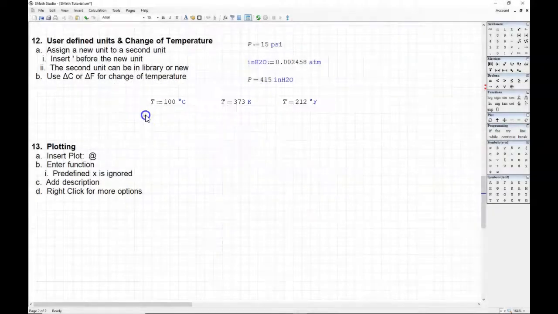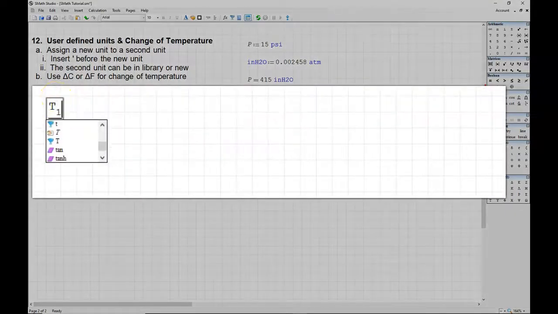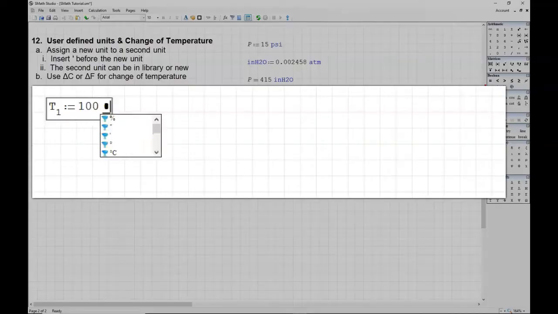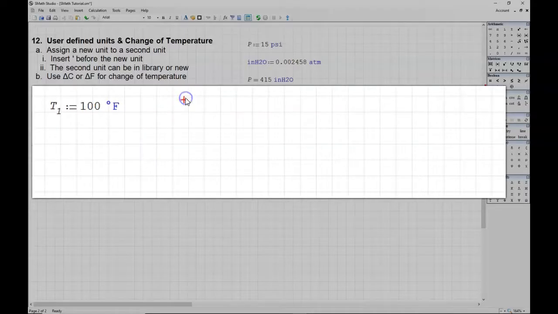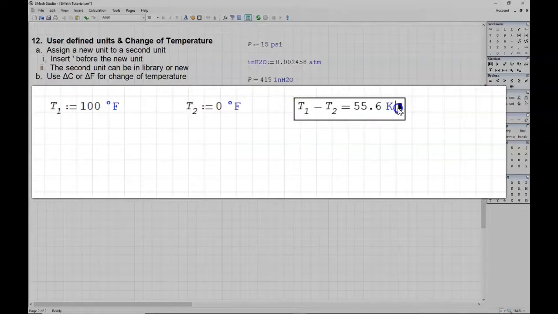However, let's try something. Let's say that T sub 1, I'll press T period 1, let's make that 100 degrees F. Let's make T2, let's assign that to be 0 degrees F. Now let's do T1 minus T2. We get Kelvin, that's the default unit, so let's just change it to degrees Fahrenheit. We have minus 360 degrees. Well, why is that? Well, let's do this.